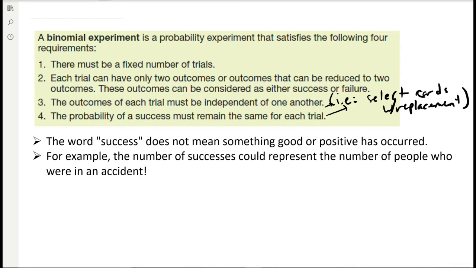Keep in mind that the word success or failure here does not mean that something good or positive has occurred. For example, the number of successes could represent the number of people who were in an accident, in which case that's not a good thing. However, when we're talking about an experiment, or if we're interested in the number of people that were in an accident, in our binomial experiment, that would be considered a success. The failure in that instance would be where that did not happen, in which case where people were not in an accident.